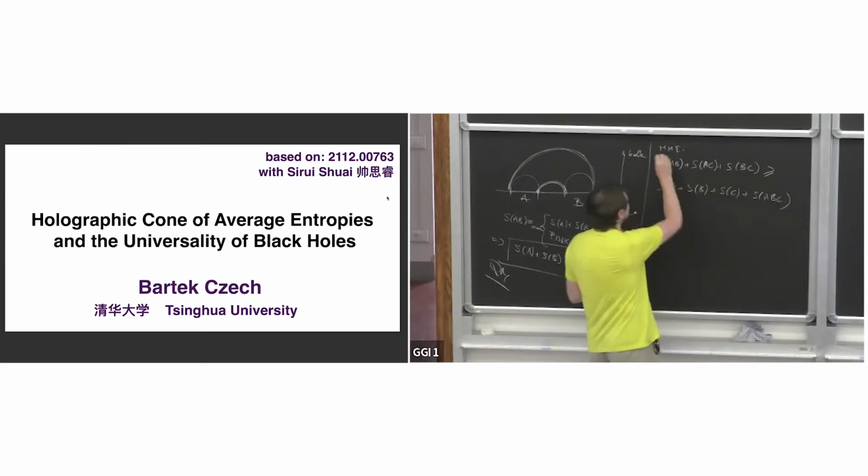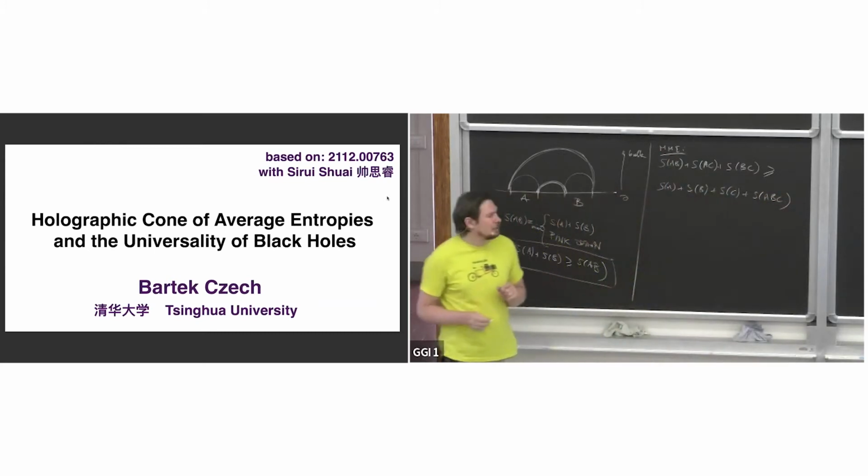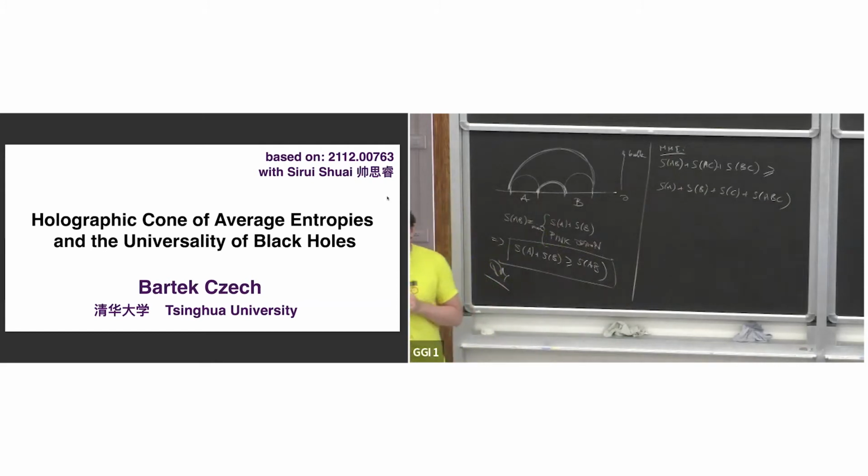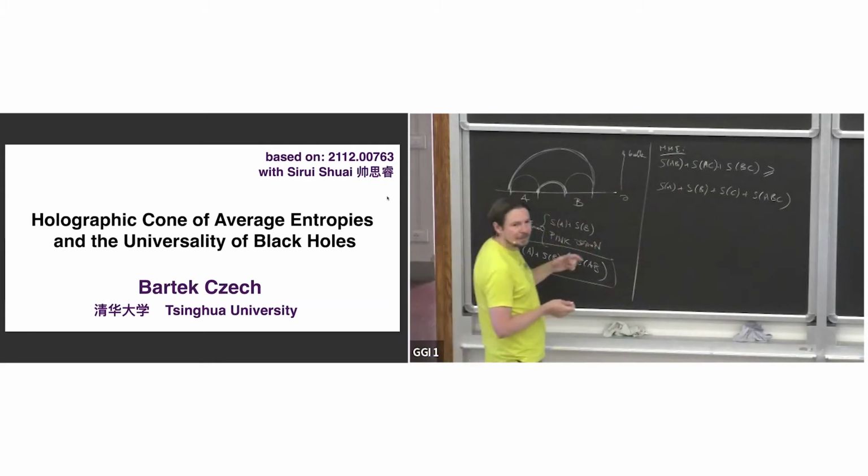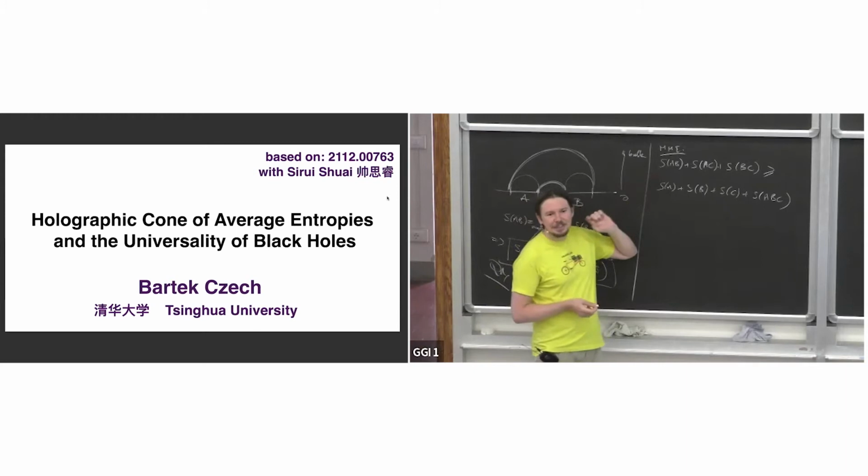So this is called monogamy of mutual information, and that statement is not true in general in quantum mechanics. It's easy to come up with a counterexample for it. A counterexample is a GHZ state on 4 parties, A, B, C, and some purifier.